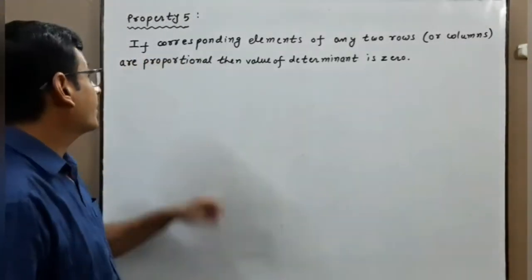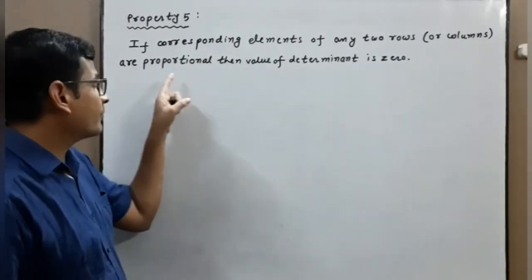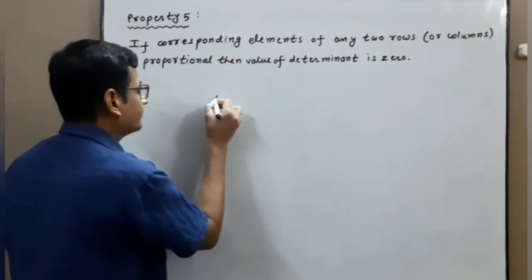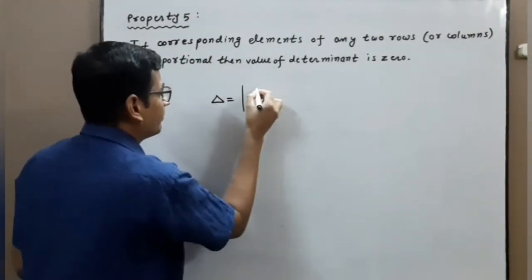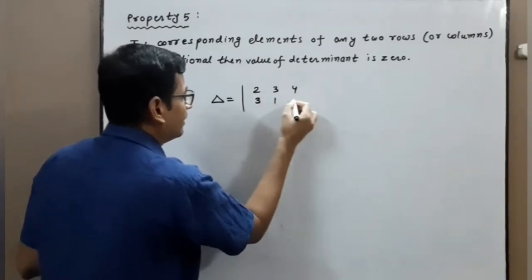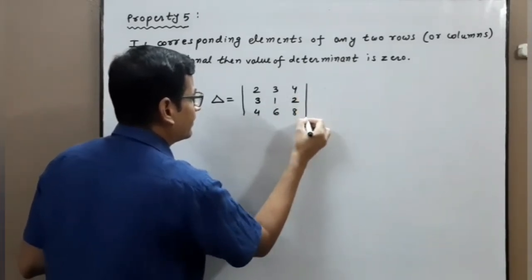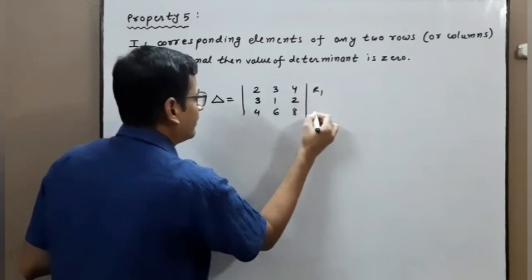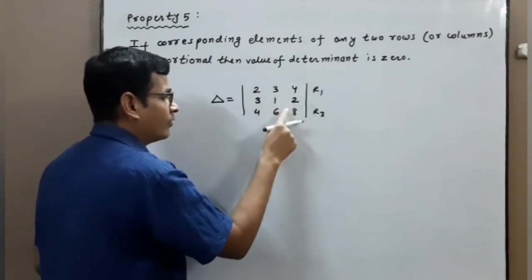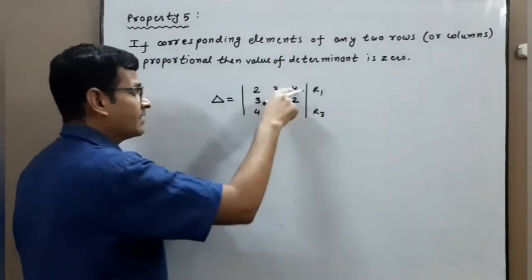Property 5. If corresponding elements of any two rows or columns are proportional, then value of determinant is 0. For example, del equal to |2 3 4; 3 1 2; 4 6 8|. Just see row 1 and row 3. 2 upon 4, 1 by 2. 3 upon 6, 1 by 2. 4 upon 8, 1 by 2. So R1 is proportional to R3. The value of this determinant is 0.